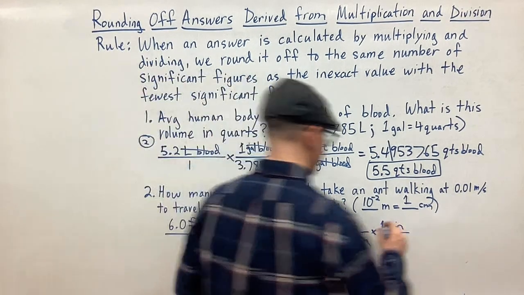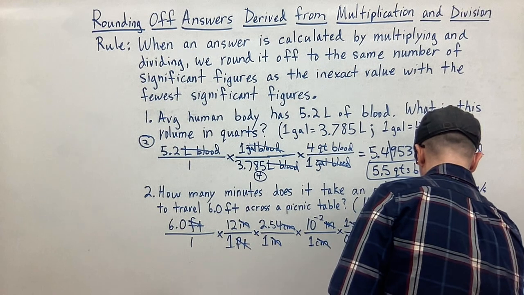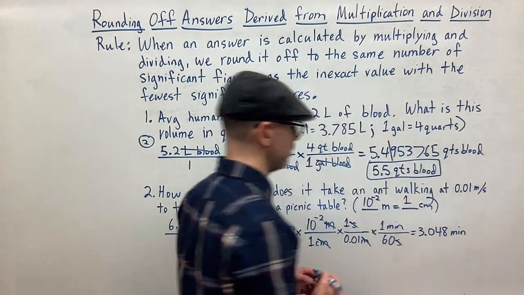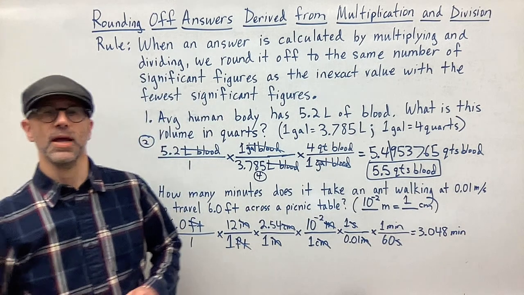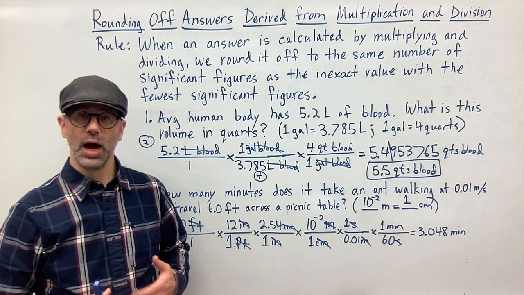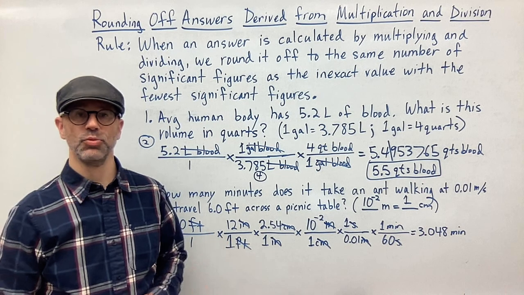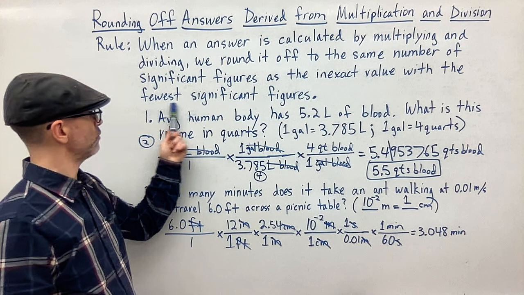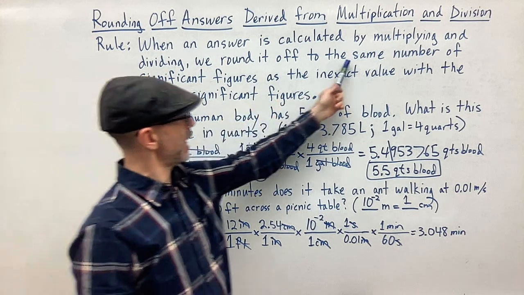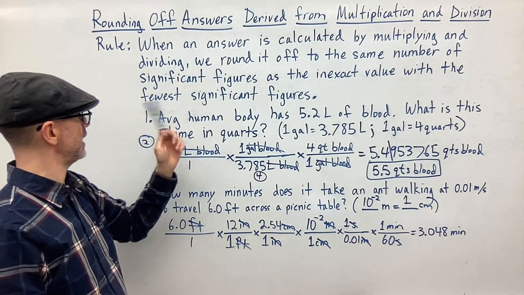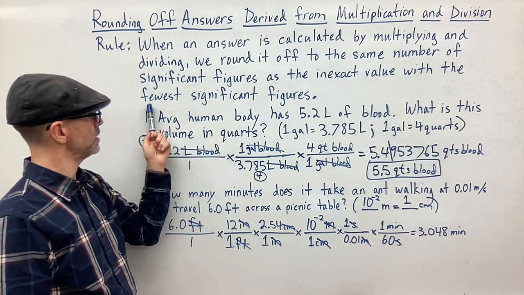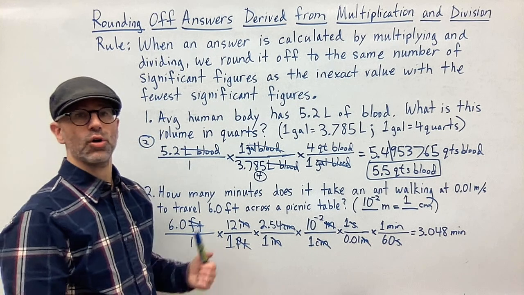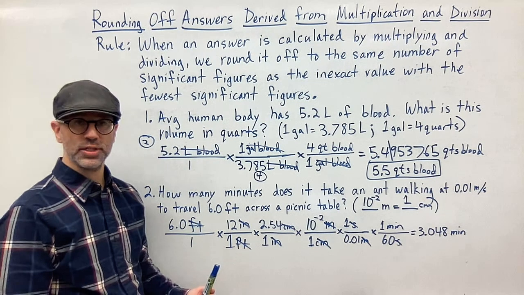And our answer is 3.048 minutes of time. So now that we have our answer, the second part is how many digits do we keep? How many sig figs should we have in our answer? And so again, our answer should have the same number of significant figures as the inexact value with the fewest sig figs. So we are going to look at this and find the inexact figure or measurement with the fewest sig figs.